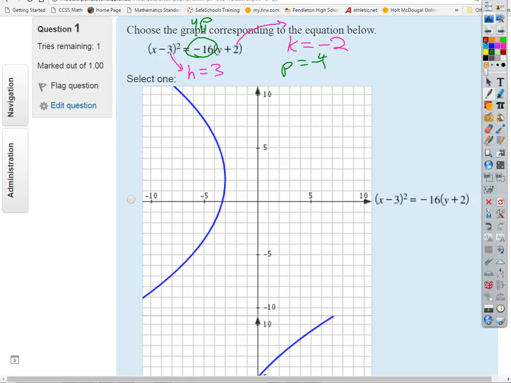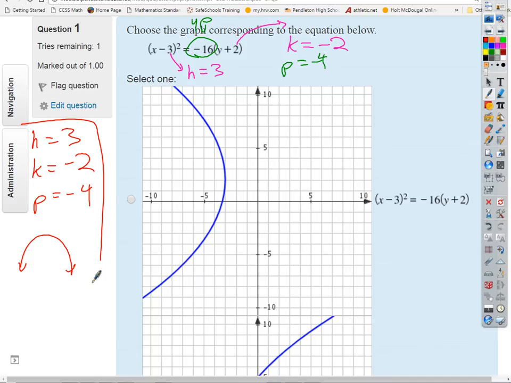So let's remind ourselves about those things. Put them over here. H is 3, K is -2, P is -4, and we said that it's going to be a vertical parabola, right? If P is negative, does it open up or down? Down, right? So doesn't that summarize right there what we're looking for pretty well? Agree? Okay, so let's find it.